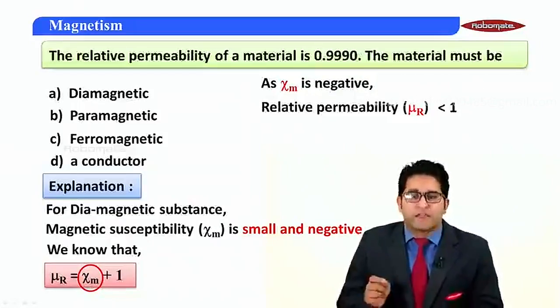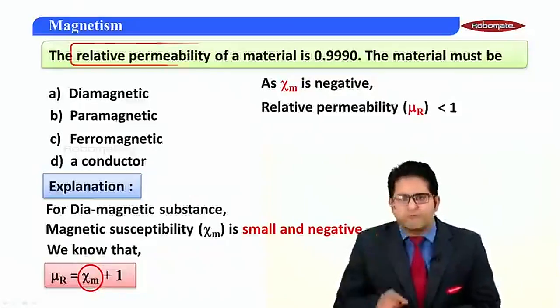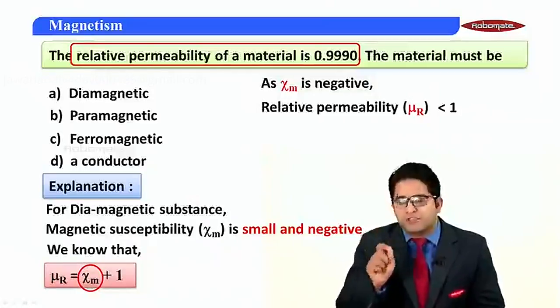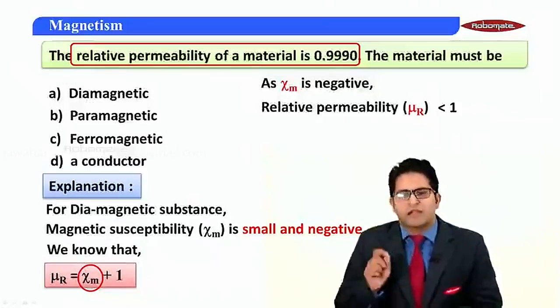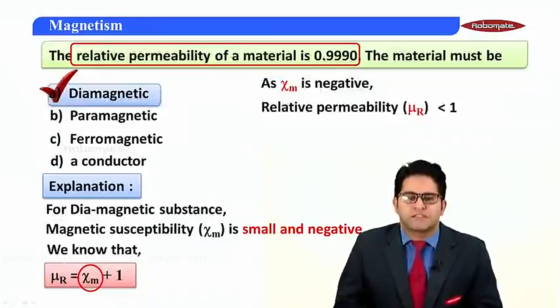And for which material is it? It is for diamagnetic material. So if the relative permeability of a material is 0.9990, then the material must be diamagnetic, right? So option A is the correct answer in this particular case.